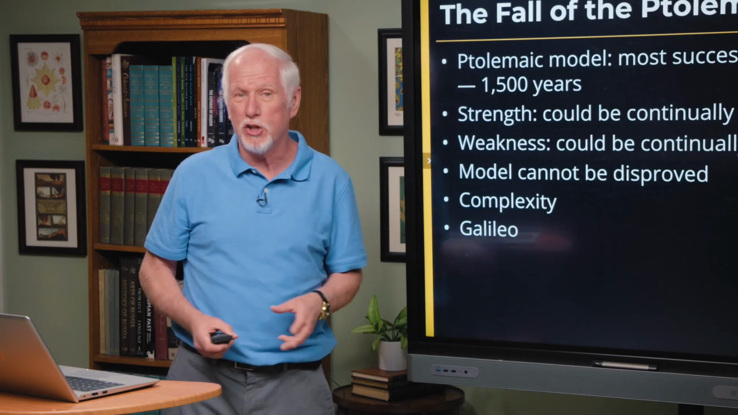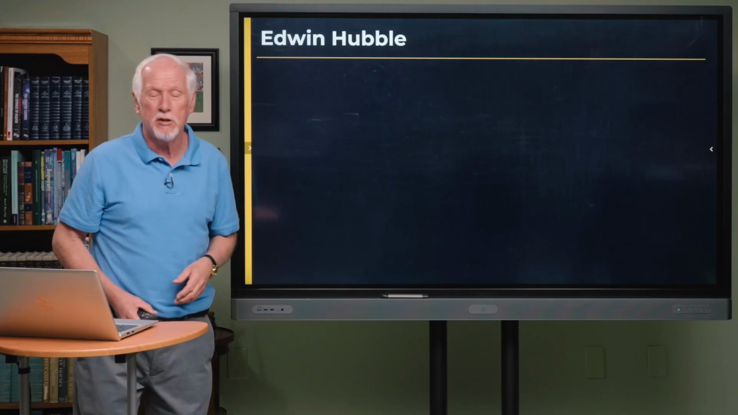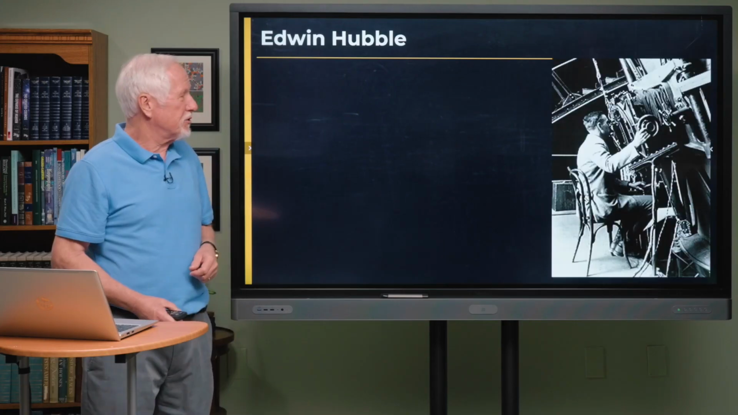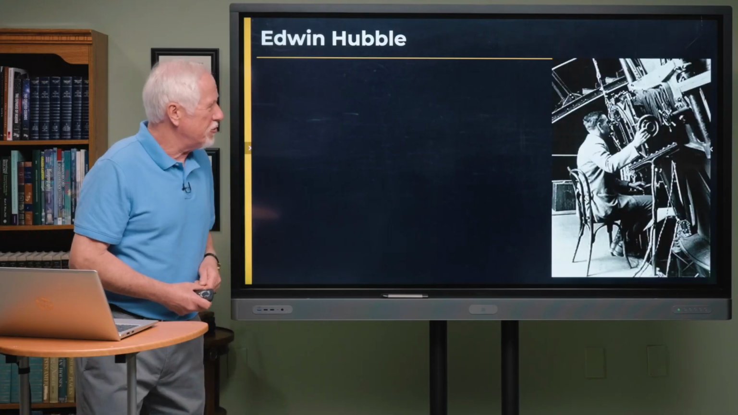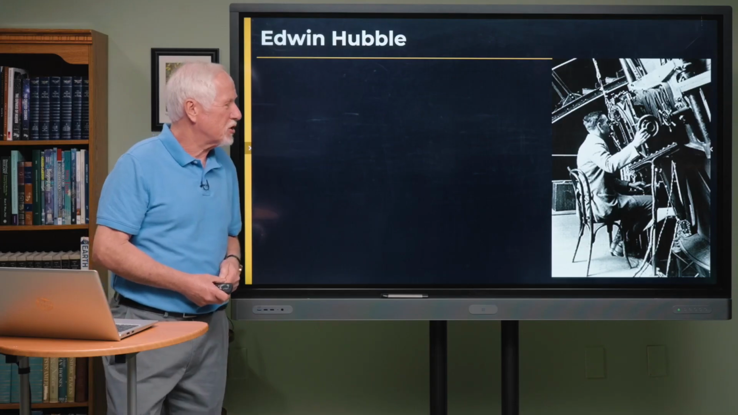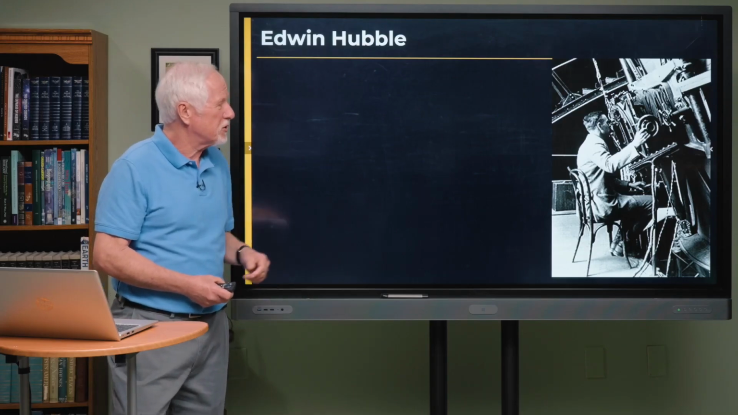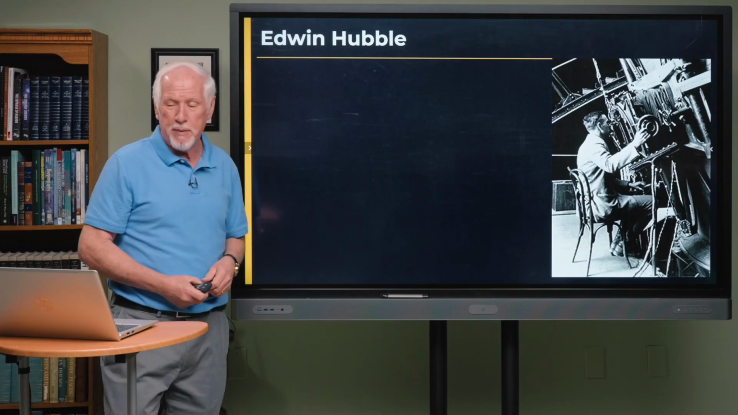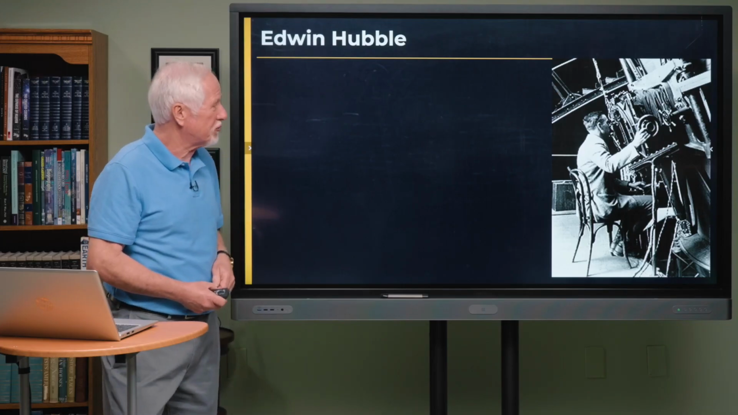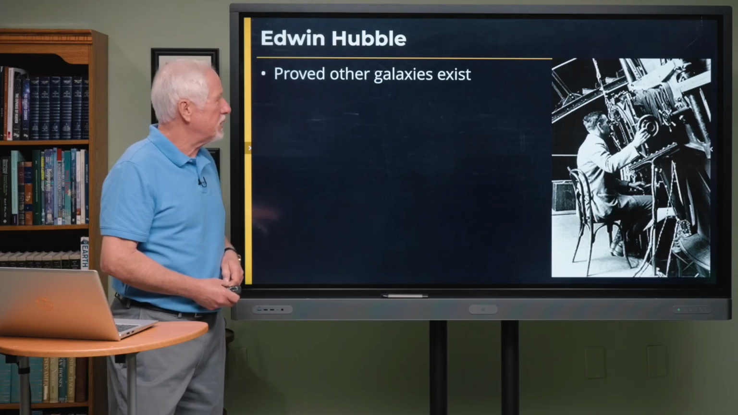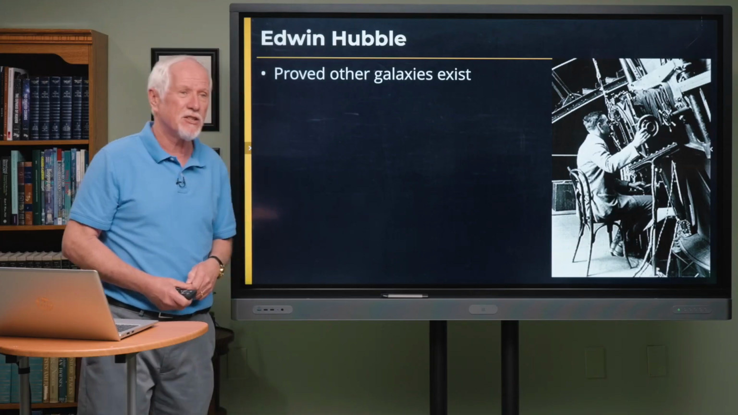But modern cosmology, when you mention that, the name Edwin Hubble comes up very quickly. And here's a photograph of Edwin Hubble at the eyepiece of the 100-inch telescope that he used, that's a 2.5-meter telescope over top of the Los Angeles basin. And he made three great contributions to cosmology. His first one was in 1924. He proved that other galaxies exist.